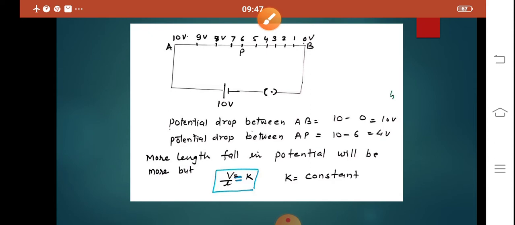Potential drop AP is directly proportional to length. The more the length, the more will be the potential drop. V by L is called the potential gradient.